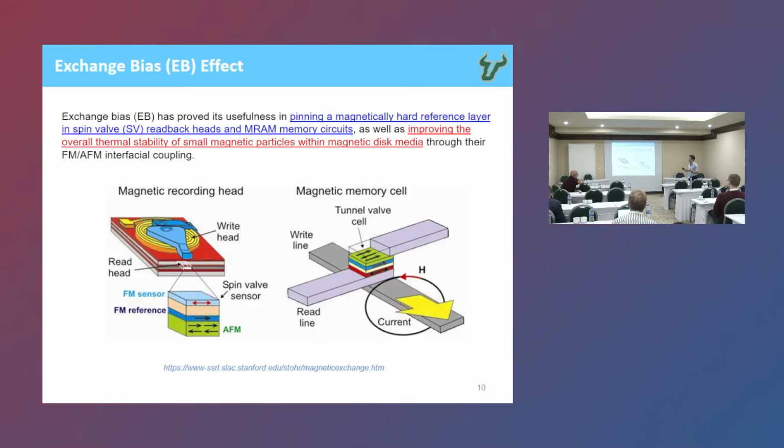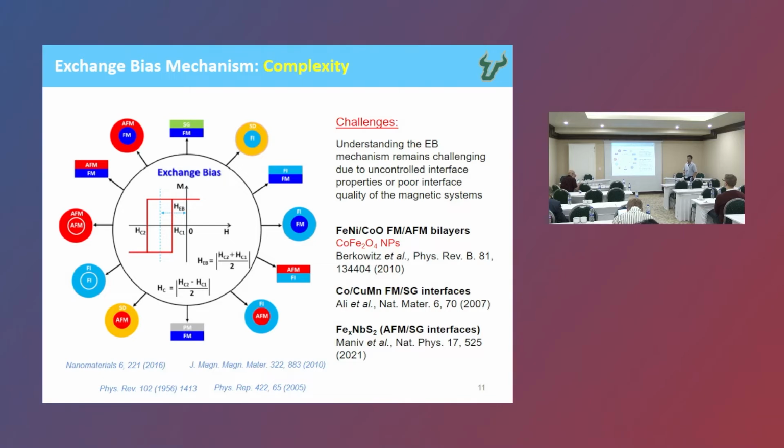When looking at interface effects, there are two important effects that we consider here: exchange bias and the magnetic proximity effect. We know that exchange bias is a class of phenomena which is very important and has been explored in magnetic recording heads and magnetic memory devices. So in this particular case, we want to discuss the origin of exchange bias, or the exchange bias mechanism, which is very important.